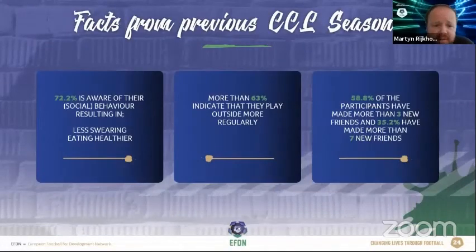Some facts which we have from the previous season, we got provided from our friends of Bayern Rotterdam as well. In the questionnaire, 72.2% of the participants say they are aware of their social behavior, resulting in less swearing and eating healthier. More than 63% indicate that they play outside more regularly, and 58% said that participants have found more than 3 friends, and 35.2% said they have found more than 7 friends. But please also take into consideration that Wynot is also using the postal code system as well.